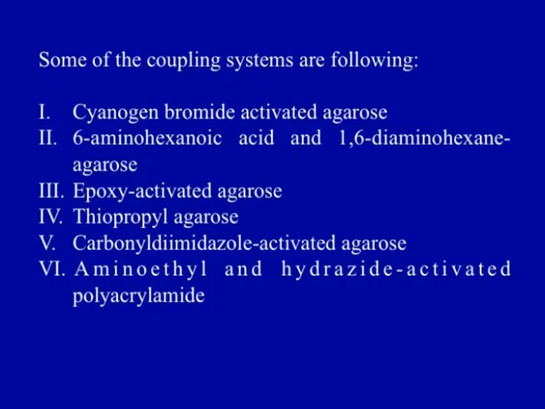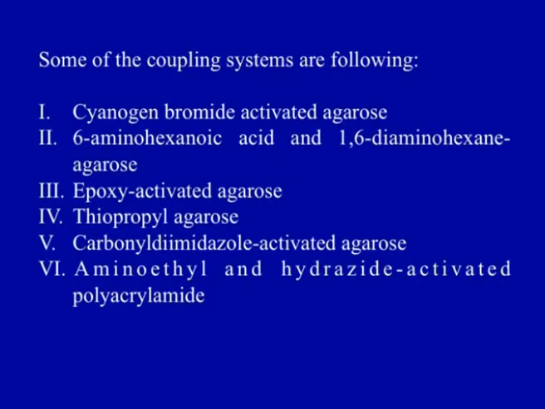There could be others like 6-aminohexanoic acid and 1,6-diaminohexane agarose, which could be utilized in the case of small ligands where steric interference occurs because the ligand is too near to the matrix surface. A 6 carbon atom spacer is inserted between the matrix and the ligand, using agarose to which 6-aminohexanoic acid or 1,6-diaminohexane are coupled. So, you can have a coupling agent with a spacer arm. This could be utilized in this case.